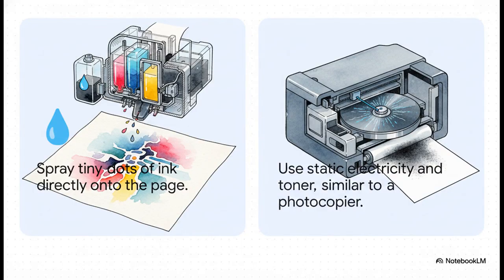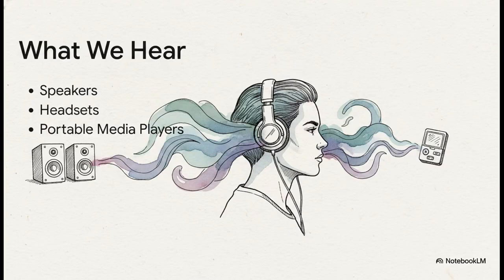Now, when the computer needs to talk on paper, it usually uses one of two main methods. You can think of an inkjet printer like a microscopic spray painter, just shooting these teeny tiny dots of ink to make the image. A laser printer, on the other hand, is a lot more like a photocopier. It uses static electricity and a fine powder called toner, and then it uses heat to fuse that toner right onto the paper.